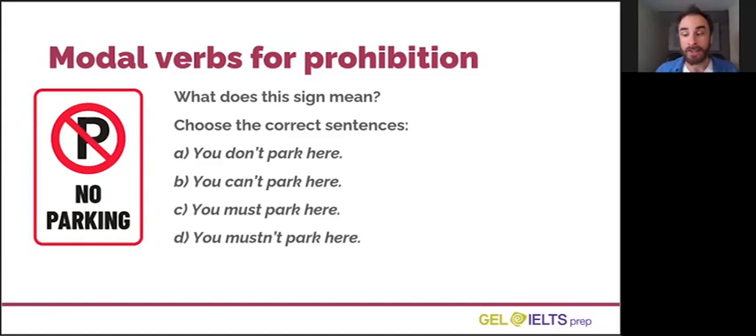The correct answers are B and D. You can't park here. You mustn't park here. A, you don't park here. Well, don't is not a modal verb of prohibition, obligation, or permission. And C, you must park here. Well, that's the opposite. This is saying no parking, so you mustn't park here.